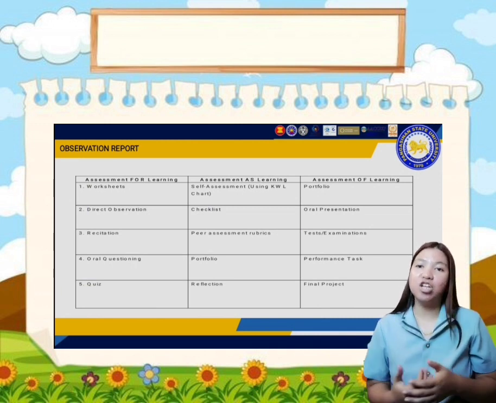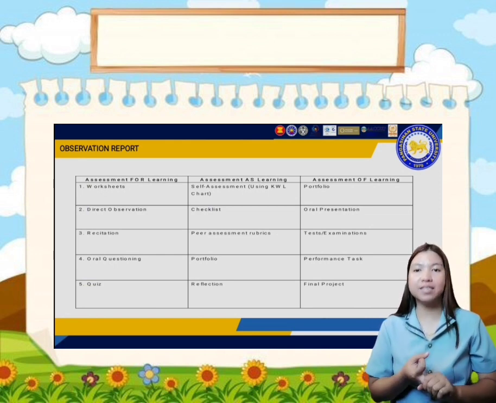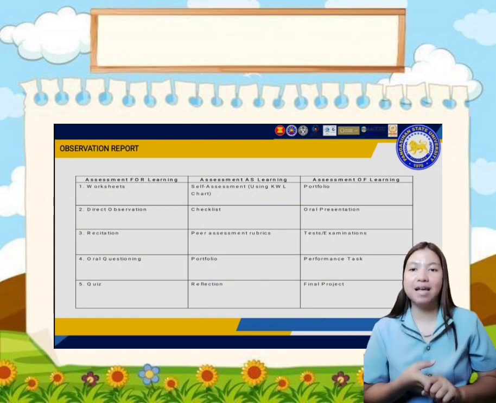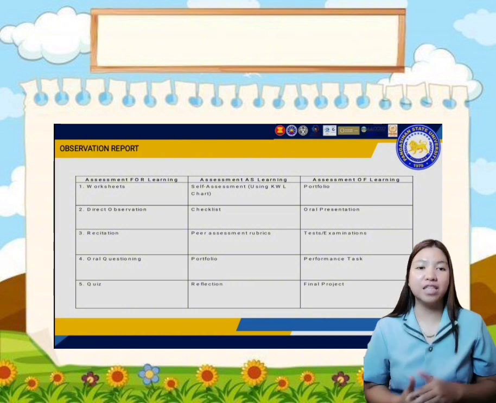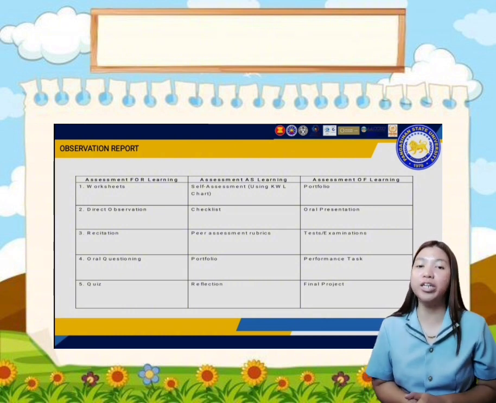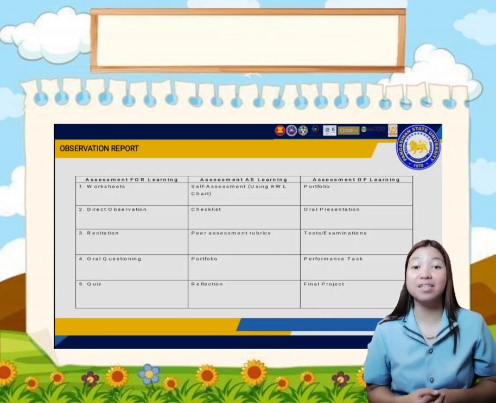Another, we have the assessment of learning. Aligned with the assessment of learning, we have the portfolio, oral presentation, tests, examinations, performance tasks, and the final project. In this assessment of learning, it assists teachers to use evidence of student learning to assess a student's achievement against learning goals and standards.